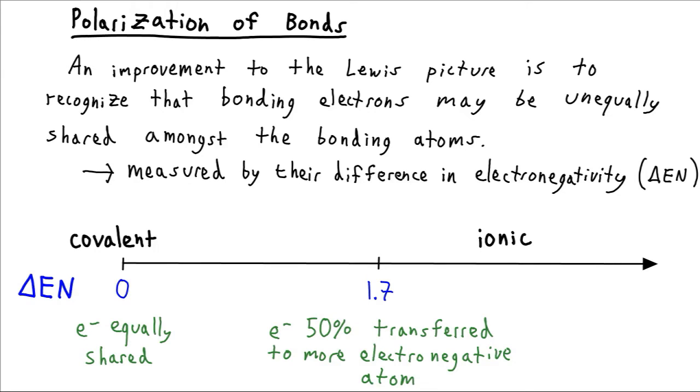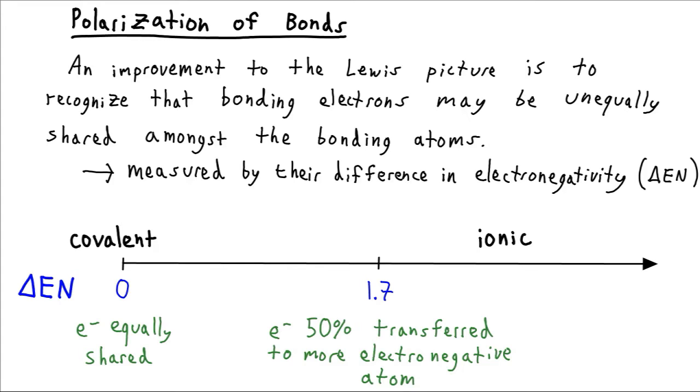One of the improvements we can make to add some quantitative detail is we can include some information about how equally shared those electrons truly are between the two atoms in a bond. Now, if one atom is more electronegative, that atom is going to have more of a tug on the electrons, and they're going to spend more time near that atom. We're going to have a polarization of our bond between the elements.